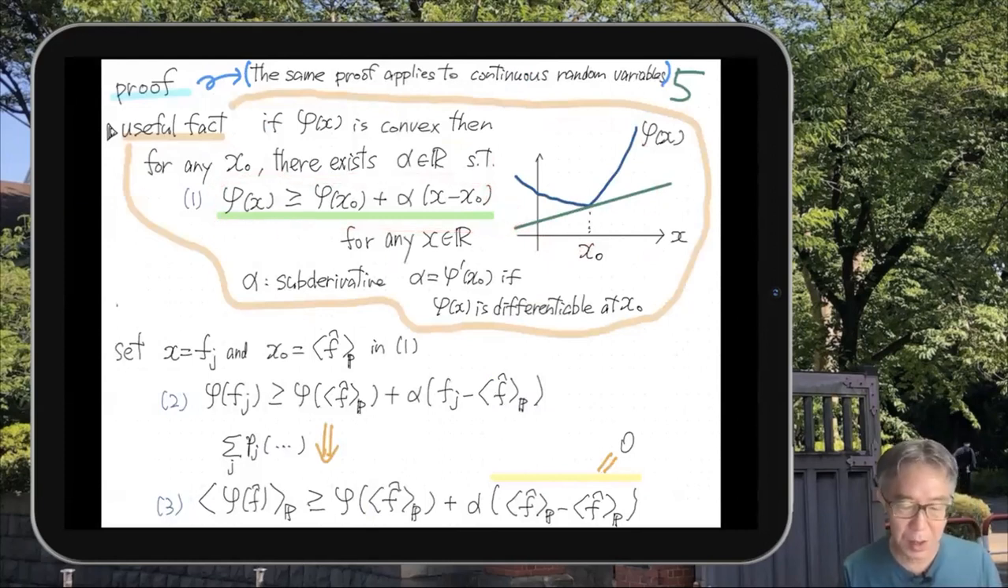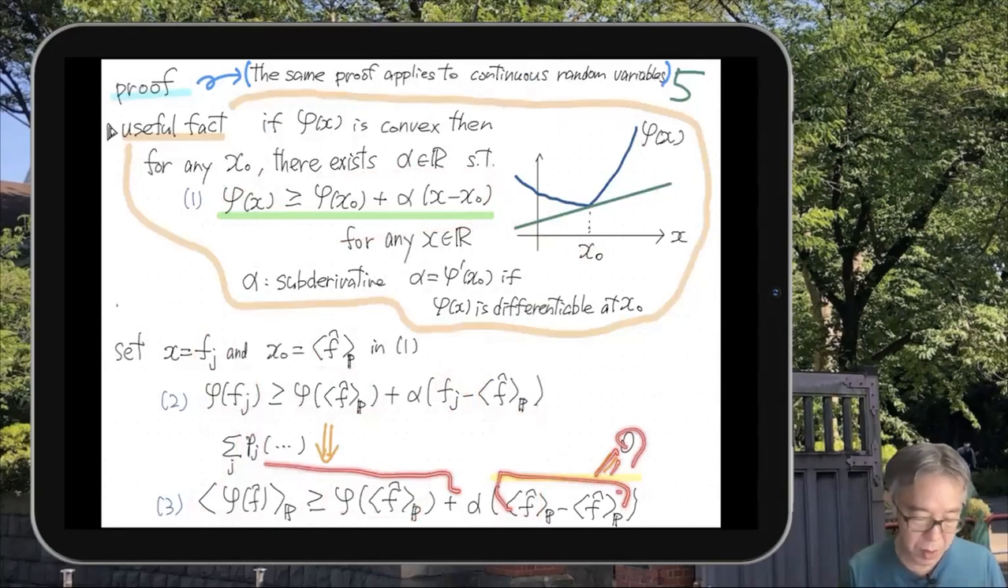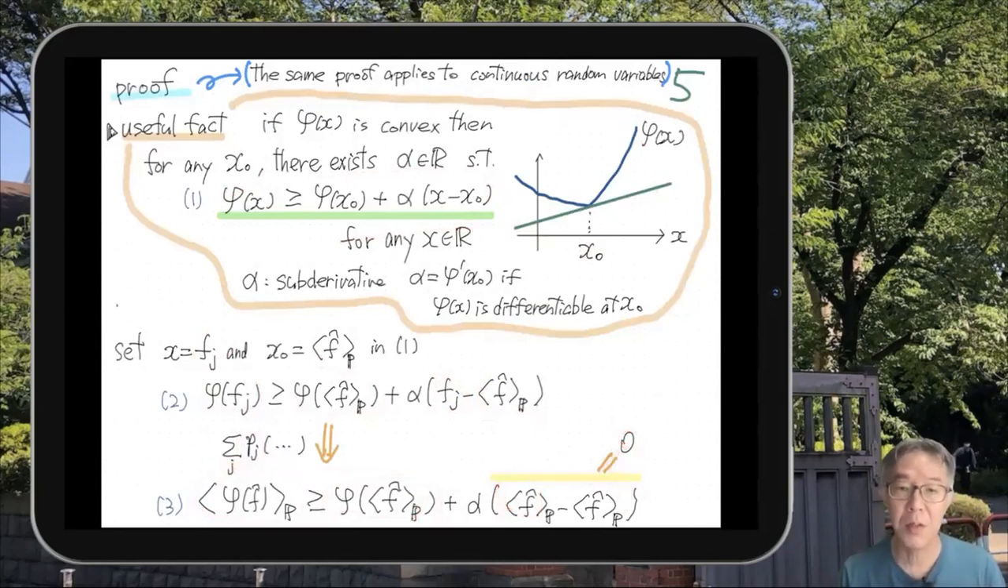Okay, so let's apply this with this setting. I will set x to be f_j, and x naught to be the expectation value of f. And then this inequality becomes like this. Then I multiply everything by p_j and sum over j. And then this becomes the expectation value. This is already a constant, so this is the same. And this becomes this expectation value, and this does not change. Okay, and these are the same thing, and you get 0. So you get this inequality, which is nothing but Jensen's inequality.